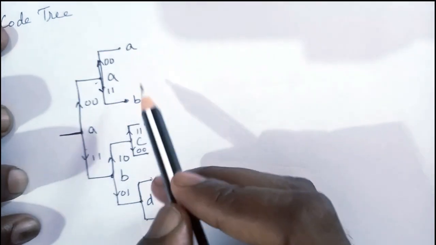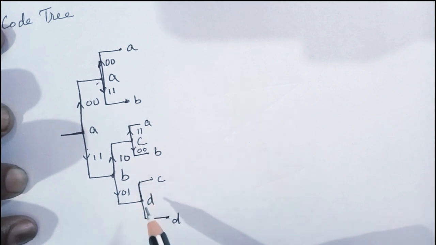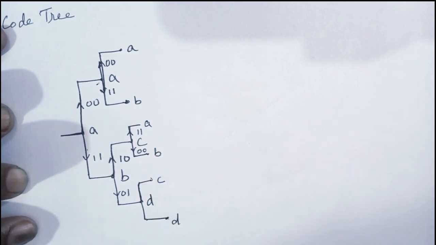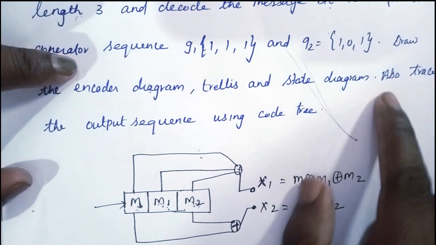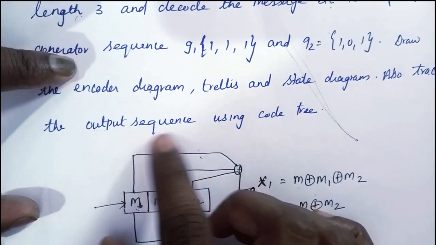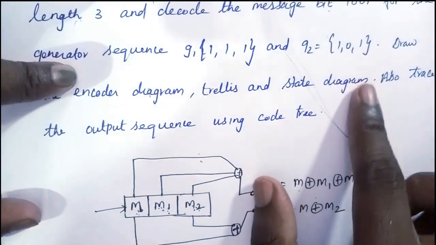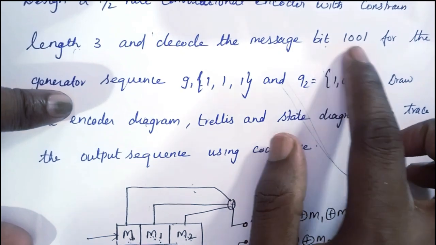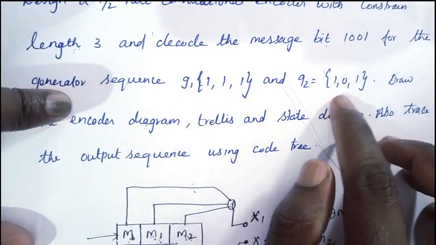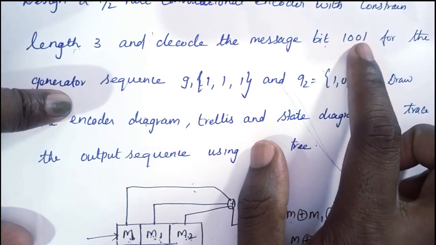Similarly you can continue this. Let me stop here. So we have a question. What is asked in the last question is to also track the output sequence using the code tree for the message bits. The message bit given is 1001. So we need to track the output for the message sequence using the code tree.